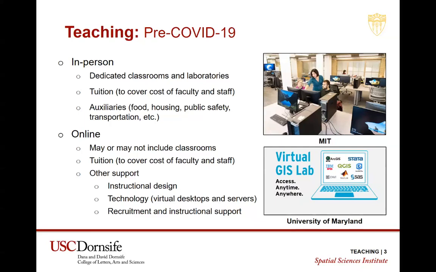In the online world, we may or may not, up to now, have needed classrooms. We still charge tuition to cover the cost of faculty and staff, but experience has taught us that we need other support. In many cases, we need instructional design, we need technology. The picture at the bottom is the interface to the University of Maryland's virtual GIS lab. All of us probably for the last 8 months have been standing up something like this, and so that needs, in our case at least, virtual desktops and servers. And in many online programs, you need a separate staff to help with recruitment and instructional support. And in many universities, these were run as separate operations until now.